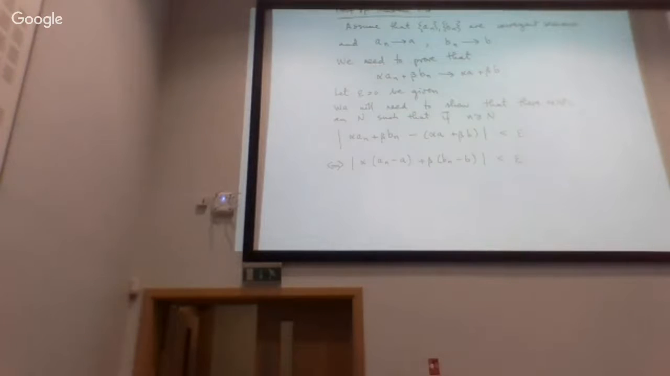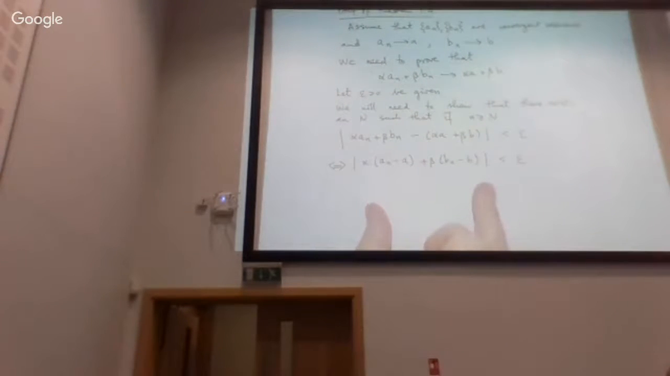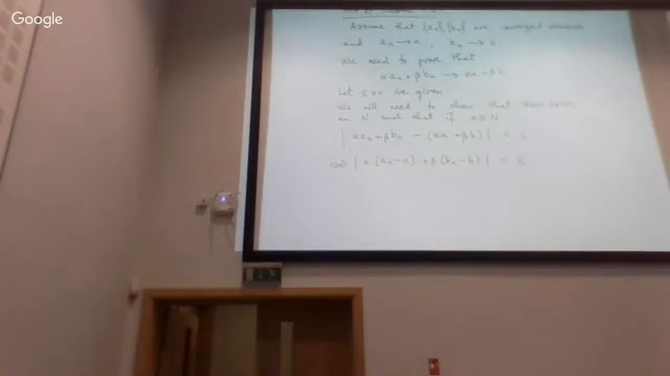And we're trying to show that this inequality here is strictly less than epsilon. So in other words, we're trying to control the size of this absolute value. We're trying to make this absolute value smaller than epsilon.